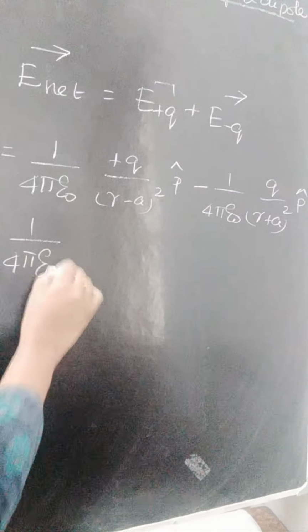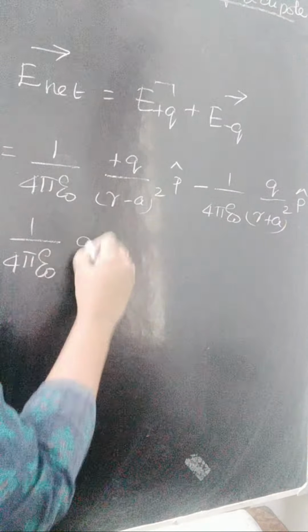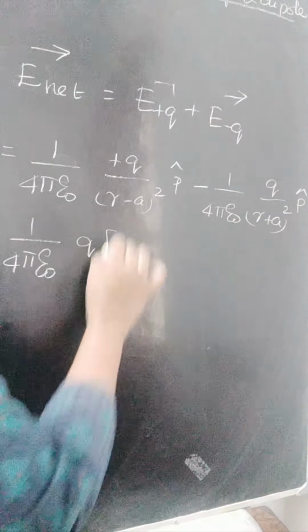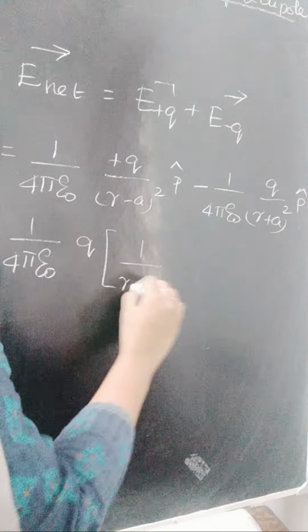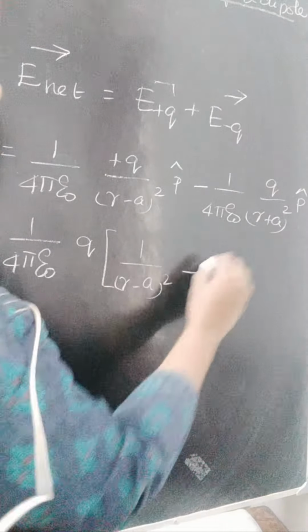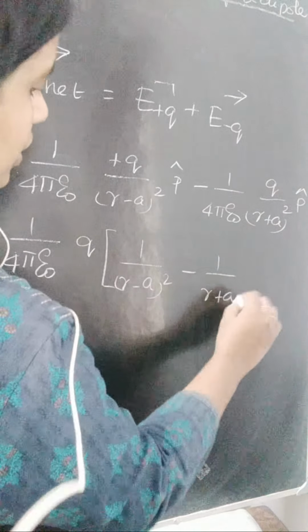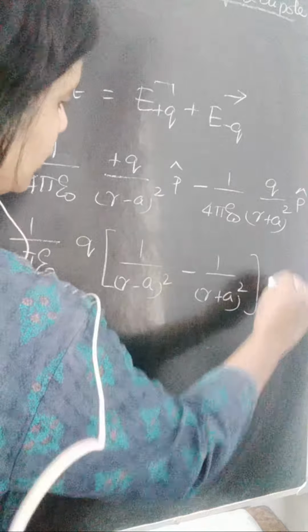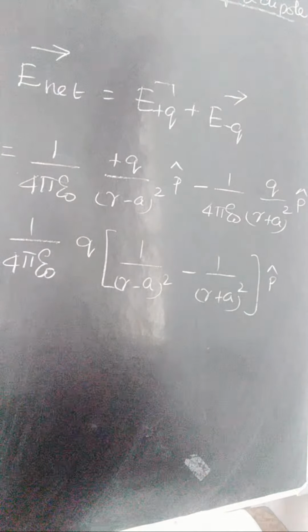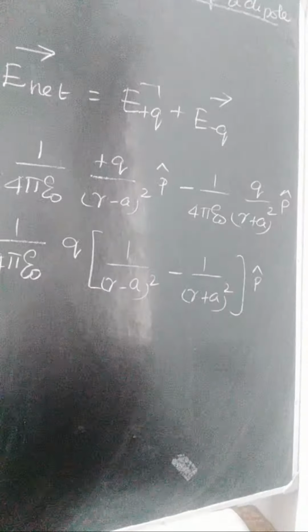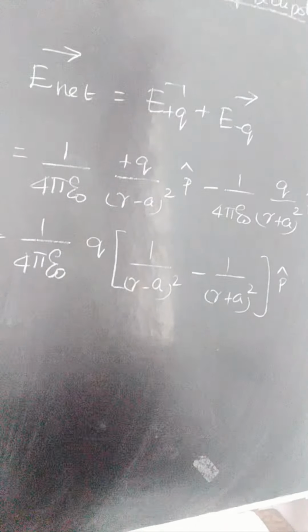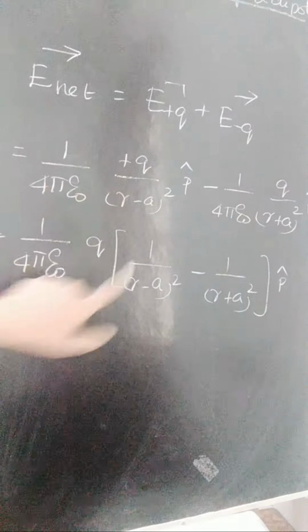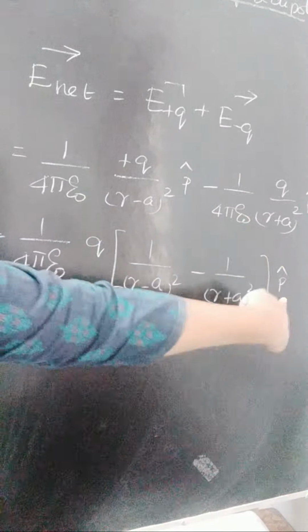Okay. So what are all the common things? We can take the common things out, right? So 1 by 4 pi epsilon naught, Q is also common in both, and P cap is also common. So shall I write 1 by R minus A the whole square minus 1 by R plus A the whole square into P cap? Shall I? Getting? 1 by 4 pi epsilon naught Q, 1 by R minus A the whole square minus 1 by R plus A the whole square into P cap.